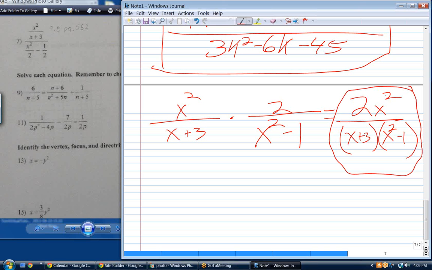I cannot do anything with this x squared and this x squared because this x squared has something being subtracted from it. If this were just x squared, I could cancel them out. But it's x squared minus 1. All right.